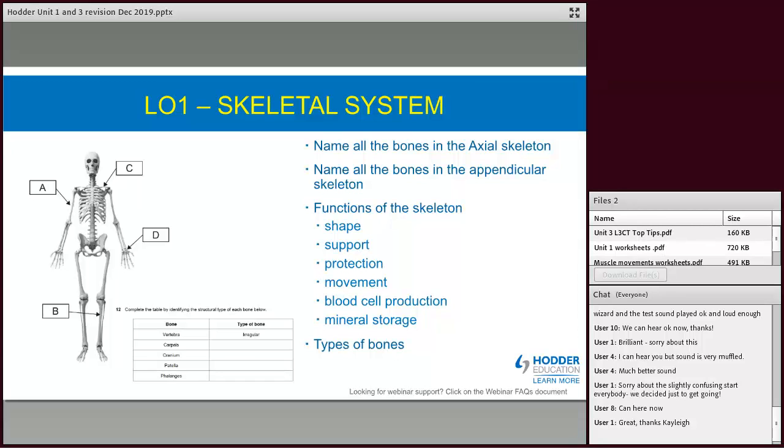So I've given you one example there in that diagram. If we look back in the May 2018 paper, there's a skeleton that's in a running action. Okay, and again, there are just 4 elements on there for them to label.